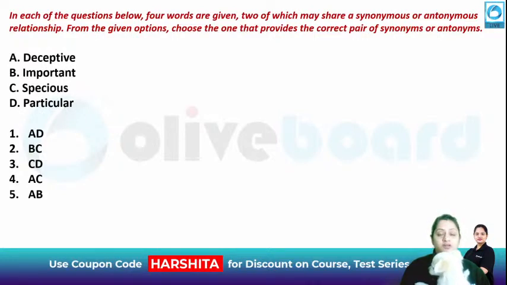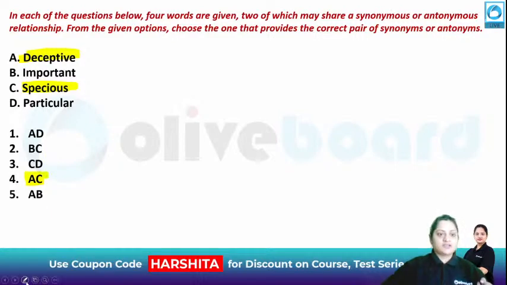Very simple word. When we say deceive someone, what do we say? Cheat. Cheat karna. Deceive is cheat. Deceptive. Okay. Yes. So similar to that is not important. It is not particular. Yes. False. It is false, cheating. So synonym relationship. These two words. AC. Okay. Fourth option, AC.